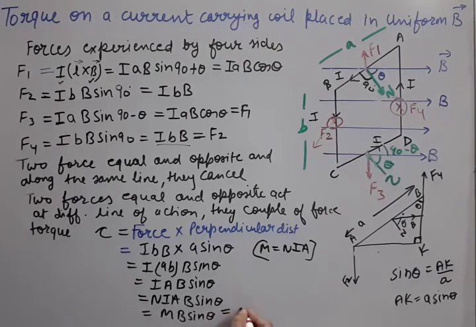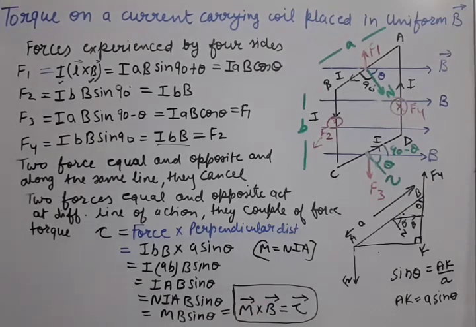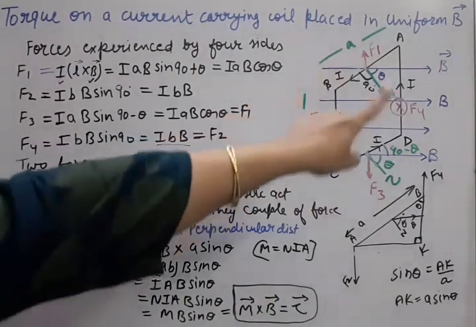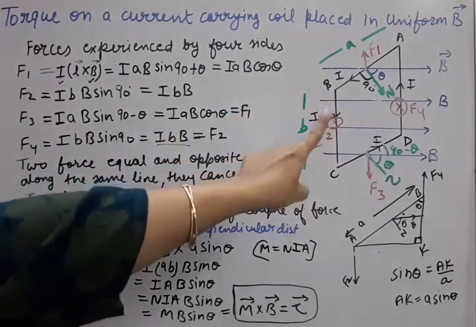Or we can make it in the form of a cross product, M cross B, because sin theta is appearing at the end. That means M cross B is equal to torque. So torque is also a vector quantity. So this is the formula which we have obtained for the torque experienced by a current carrying coil which is placed in magnetic field B.